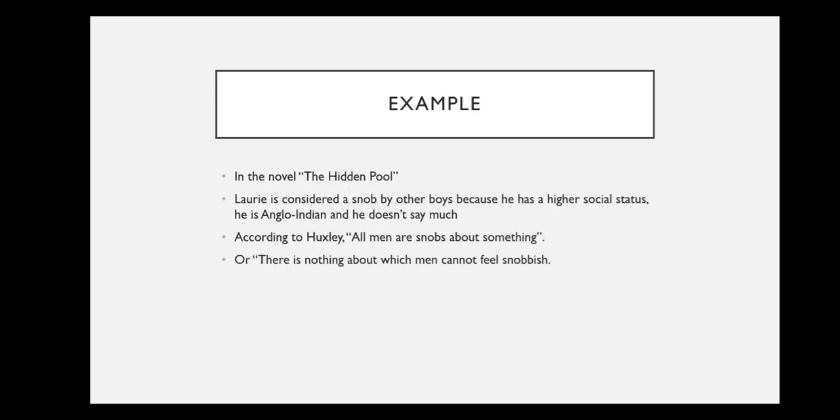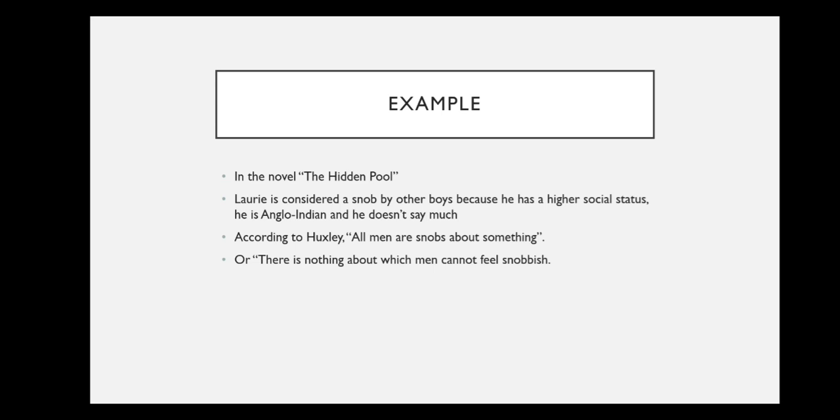If you want to see examples of snobbery, you can see one in The Hidden Pool. In that novel, there is a character called Laurie. Nobody talks to Laurie because Laurie is shy, so everyone thinks that he is proud. And why is he thought proud? Because he belongs to a higher social status and he is an Anglo-Indian, so the other Indian boys don't associate with him. But there comes a situation when they talk and they understand Laurie as a person, and they come to know that he is not actually very standoffish or proud, and he is a normal boy like every other boy. We get these kinds of examples around us when we talk about snobbery.